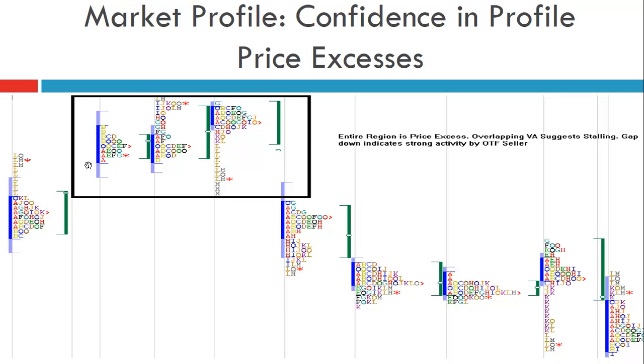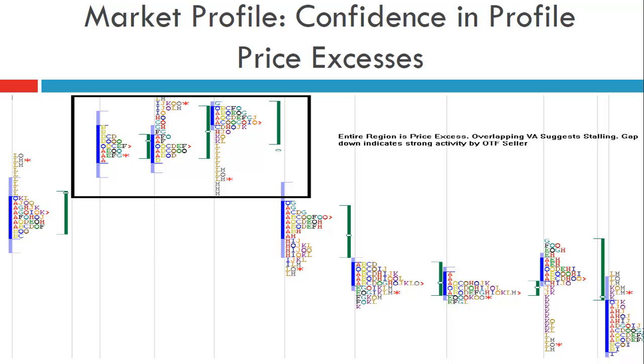Now this resistance that is defined here becomes extremely difficult to breach. This is what price excess is, and the confidence that it exhibits is that the other time frame seller is so strongly present in this area that it would be very difficult for prices to claw back into this zone.